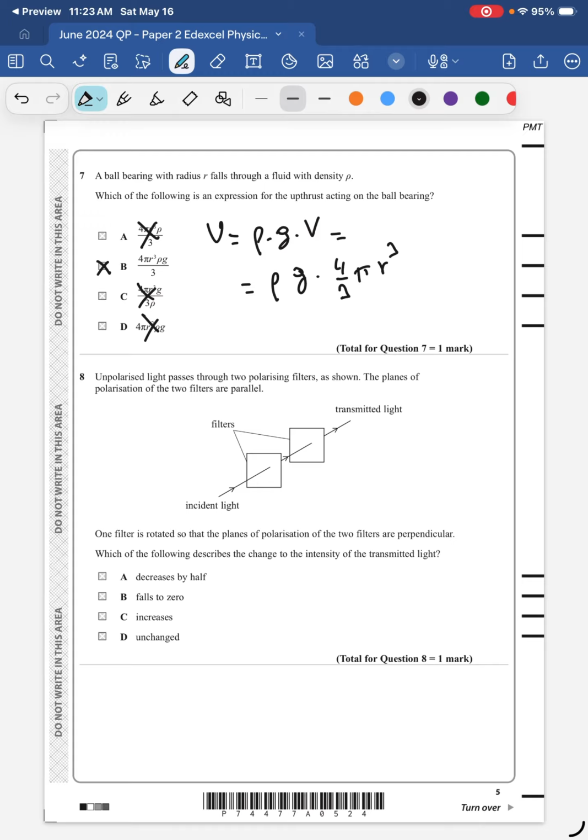Question 8. Unpolarized light passes through two polarizing filters as shown. The planes of polarization of the two filters are parallel. One filter is rotated so that the planes of polarization of the two filters are perpendicular. Which of the following describes the change to the intensity of the transmitted light? There will be no transmitted light, because if they are perpendicular, then you will have waves that oscillate in one plane passing through the first filter, and of course they cannot pass through the second filter. So the intensity will be 0, so option B.